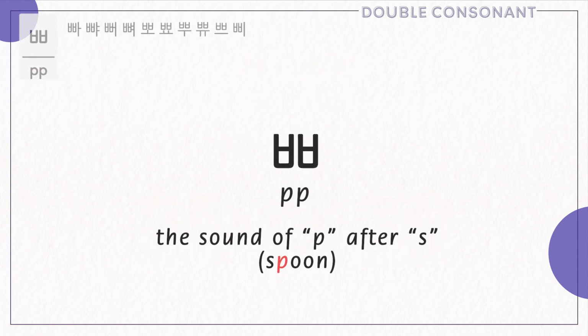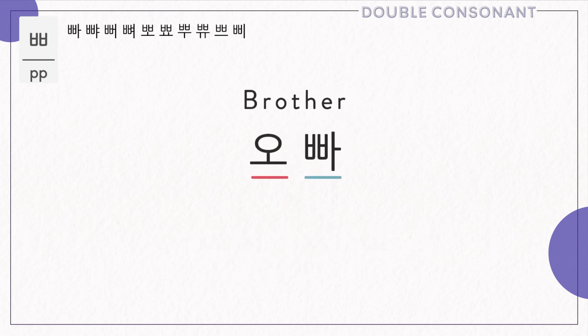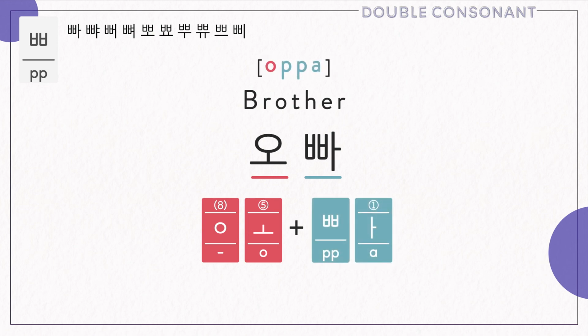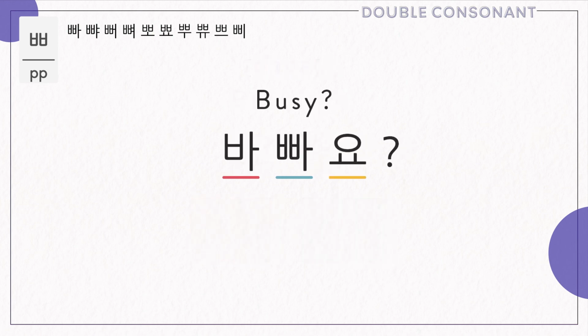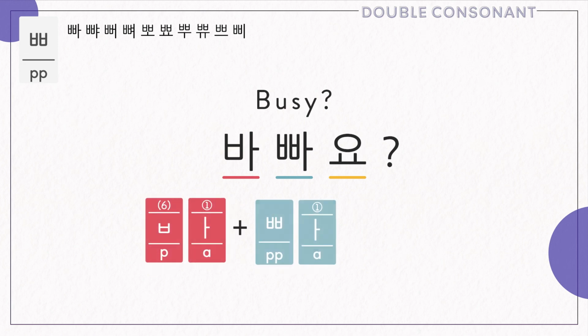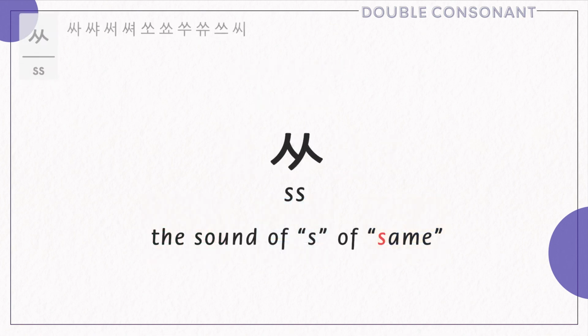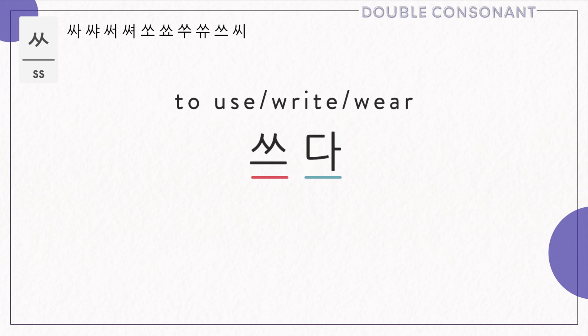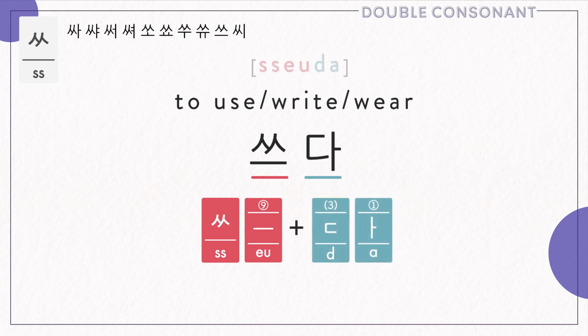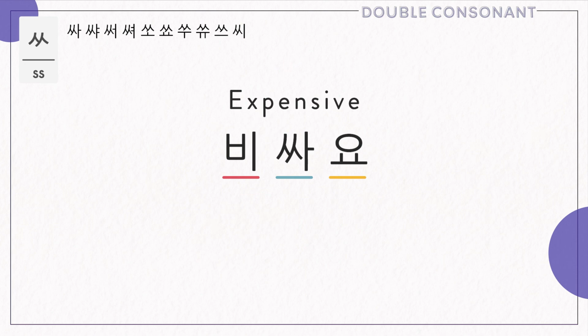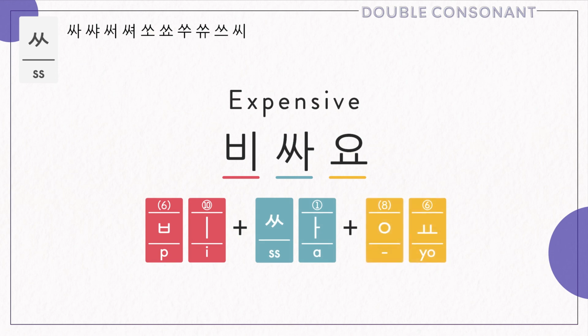Next is the PP sound. Brother. 오빠 is O plus 빠, 오빠. Busy. 바빠요 is 바 plus 빠 plus 요, 바빠요. Next is the SS sound. To use. 쓰다 is 쓰 plus 다, 쓰다. And another one is expensive. 비싸요 would be 비 plus 싸 plus 요, 비싸요.